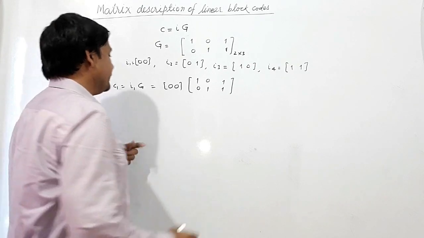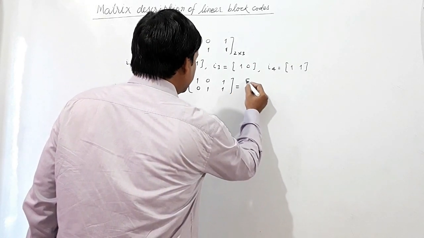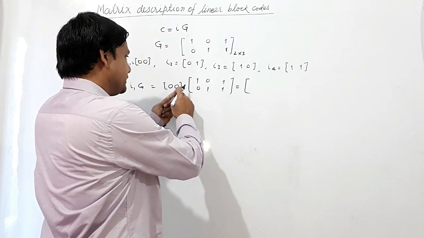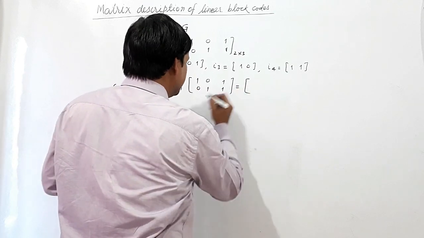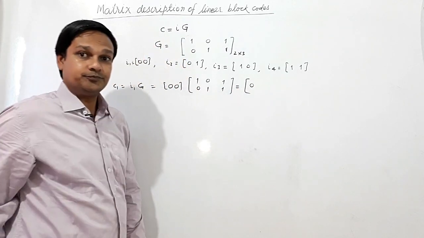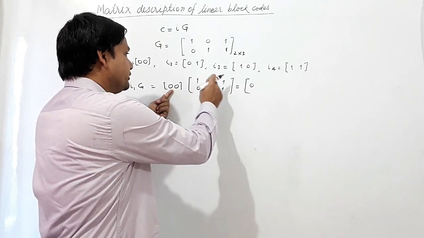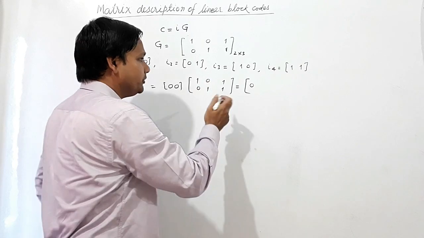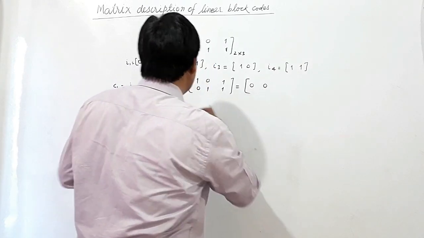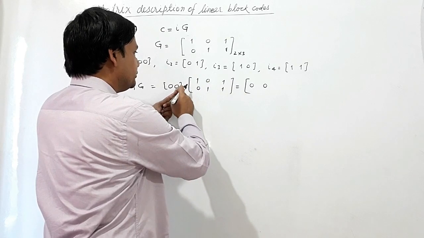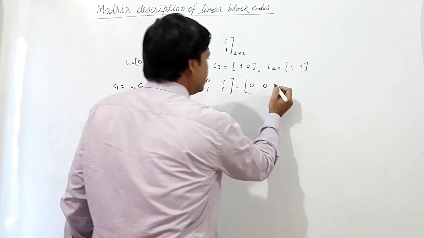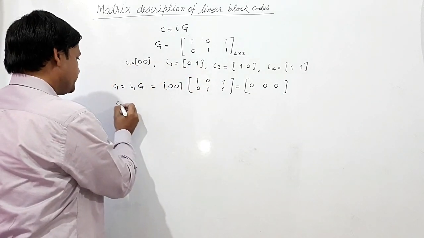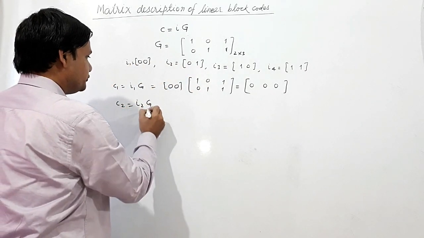So, value of C1 will come out to be 0 into 1, it will be 0 plus 0 into 0, it will be 0. 0 plus 0 will be 0. Now, 0 into 0, it will be 0. 0 into 1, it will be 0. 0 plus 0, it will be 0. 0 into 1, 0. 0 into 1, 0. 0 plus 0 will be 0. This is C1.